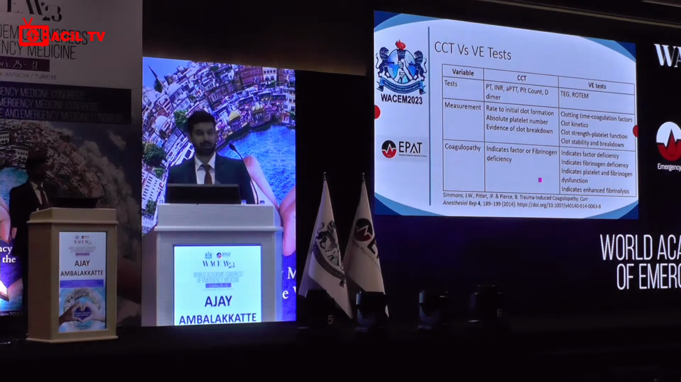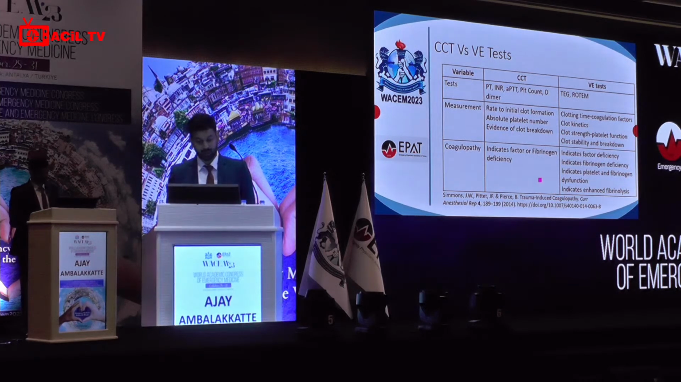So what is the major difference between a conventional coagulation test and a viscoelastic test? Conventional coagulation tests usually include PT, INR, APTT, platelet count, and D-dimer, while the viscoelastic tests would be either TEG or ROTEM. The measurements in conventional coagulation tests basically identify the rate of clot formation, absolute platelet number, and whether there is evidence of clot breakdown. But viscoelastic tests will give you something else also. They give the clotting time and the kinetics of clot formation, and they also give information about clot strength and tell you about clot breakdown.